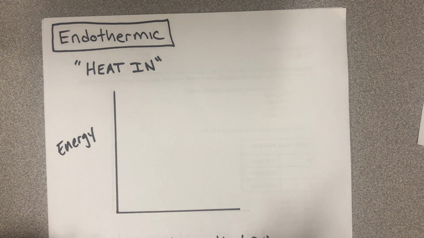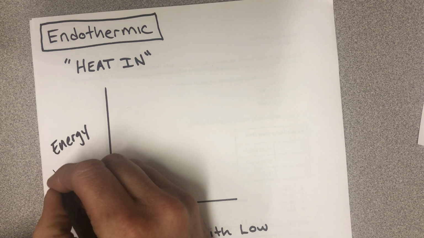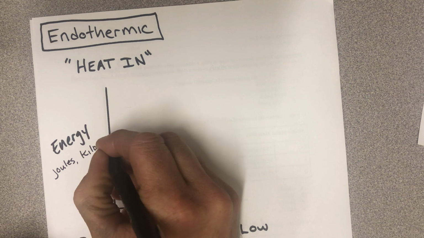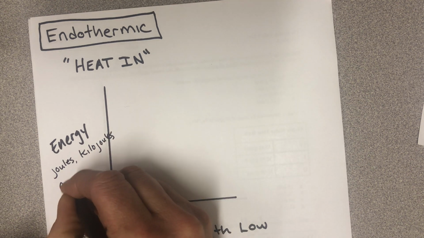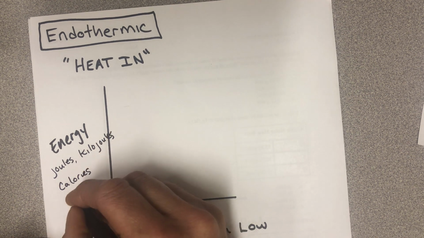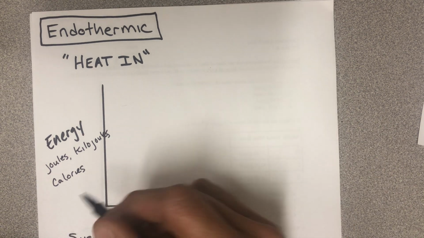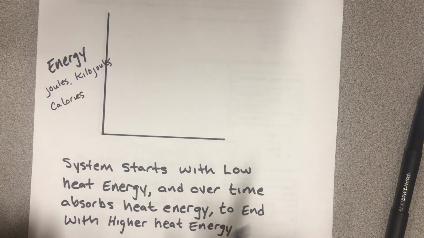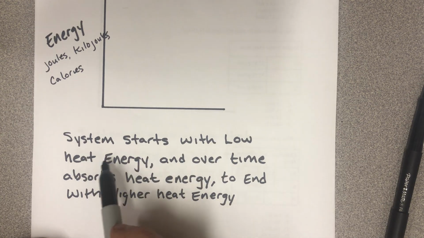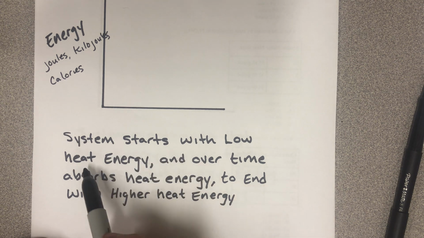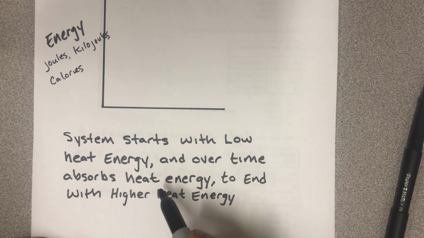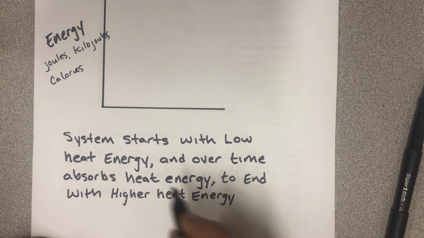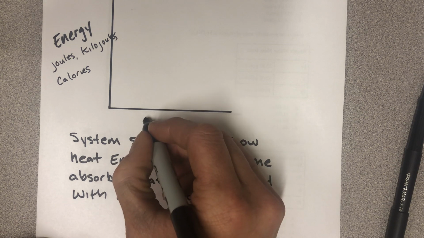Okay, and this is measured in a couple of different units. We can measure this in joules, kilojoules, calories, or even kilocalories, okay? So those are a few different units that you'll see as we move forward. And so really this definition sort of sums up an endothermic process. The system starts with relatively low energy, and over time, heat is absorbed, and the system ends with higher heat energy. And so the x-axis here is the time.